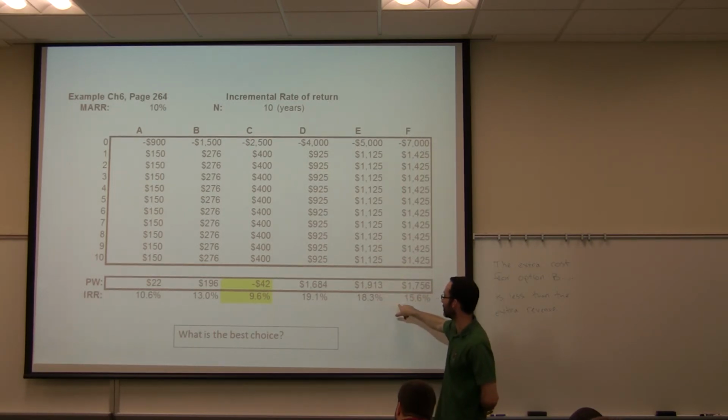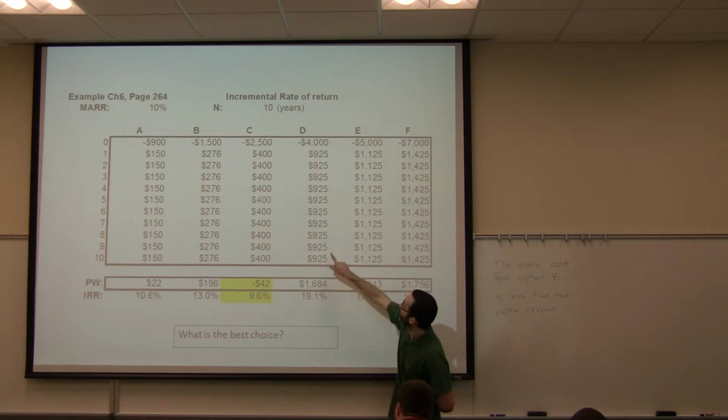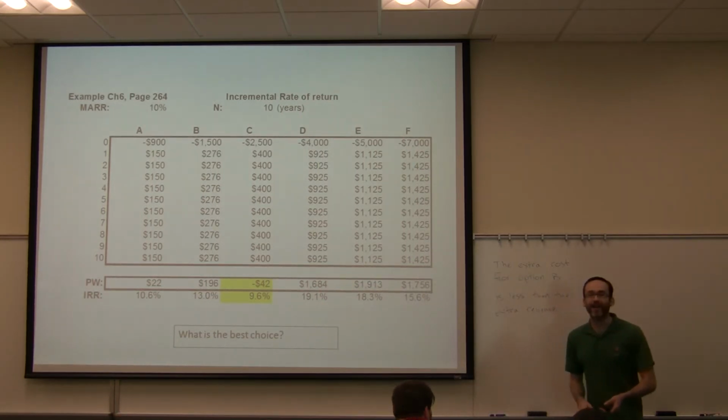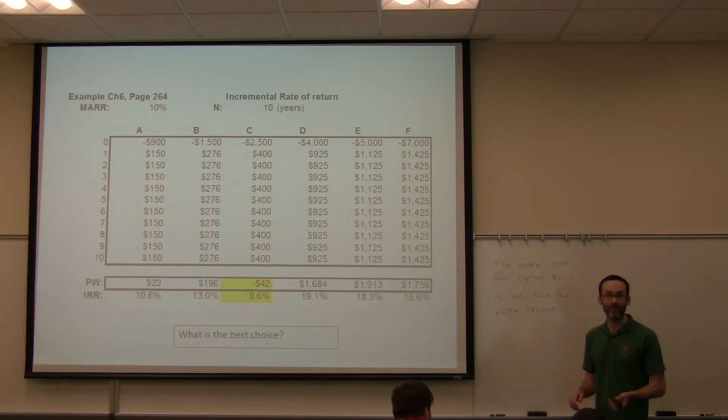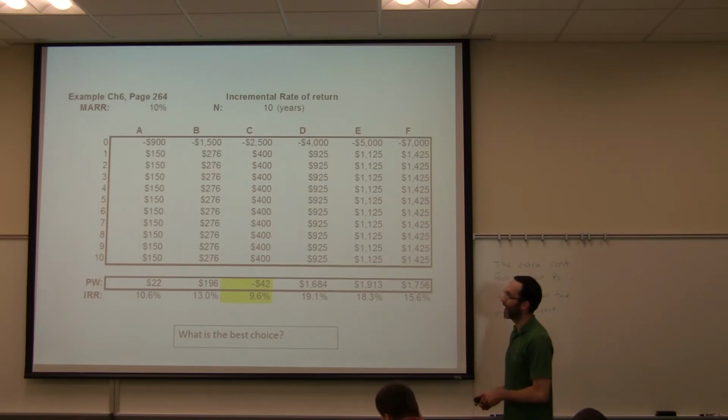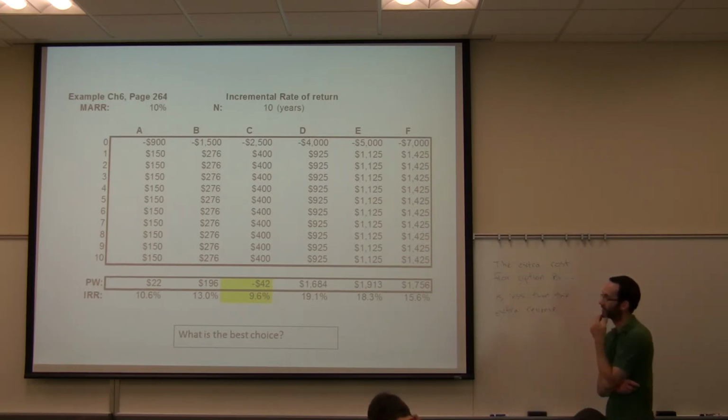But again, here's another example where alternative D had the highest internal rate of return. But we're not trying to maximize internal rate of return. We're trying to maximize profits. I mean, it doesn't matter if you got $800 at a high interest rate. I'd rather have $900, and I don't care what the interest rate was, because profit is profit. You want to maximize profits, not maximize internal rate of return.